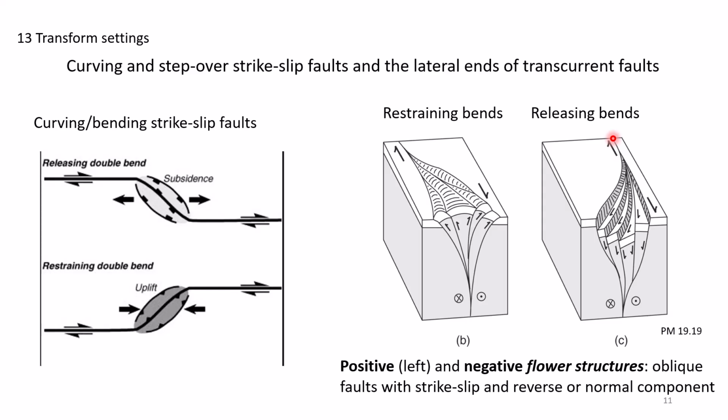Where we form releasing bends along curving strike-slip faults, we will create space at the surface, and several segments, as we see here, will form in combination of the strike-slip movement with a normal slip component, and that creates a basin at the surface. This is referred to as a negative flower structure, also sometimes called a tulip structure, again for its obvious shape and geometry.